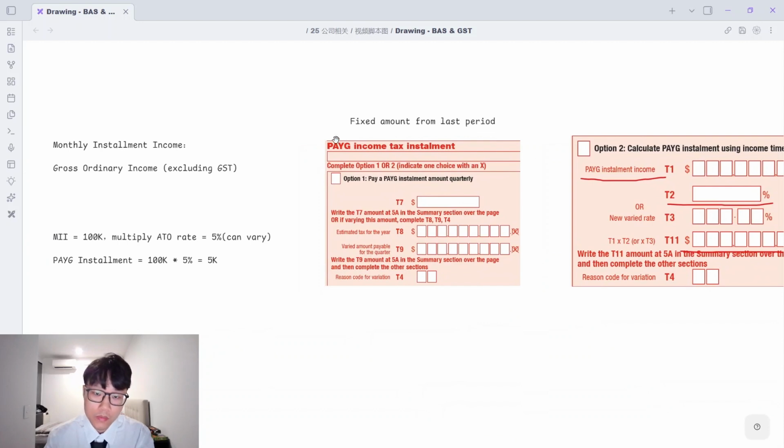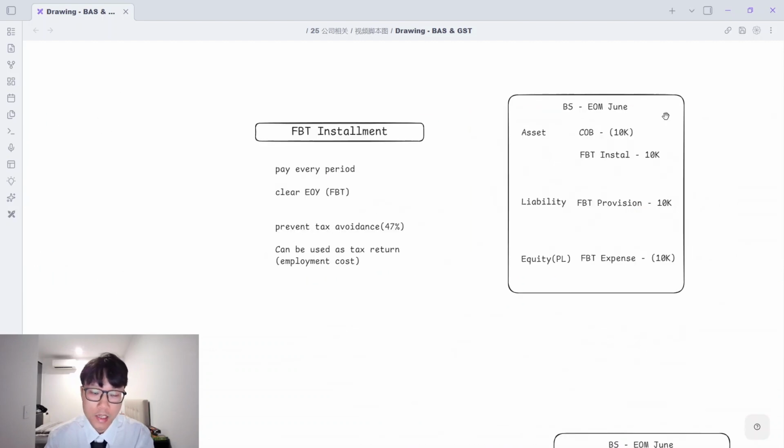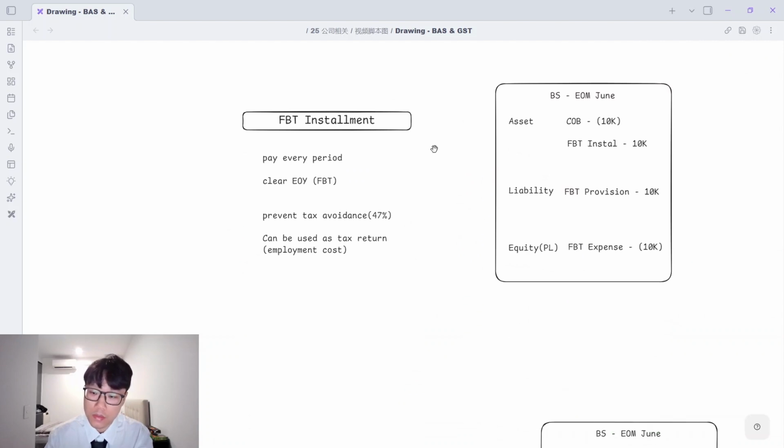It could be either a fixed amount calculated from our last period, or it could be a fixed rate provided by the ATO. The next, for FBT, what is FBT? It is one kind of tax to prevent any tax avoidance. So the calculation method can be complex and the rate is high. On the balance sheet, we should know it's similar to this one, because it is one kind of installment. So installment affects cash and provision affects expense.